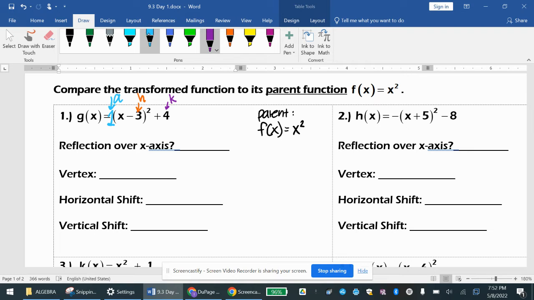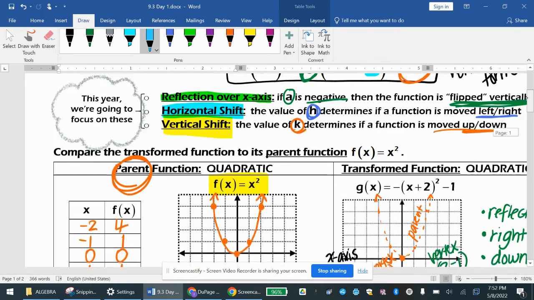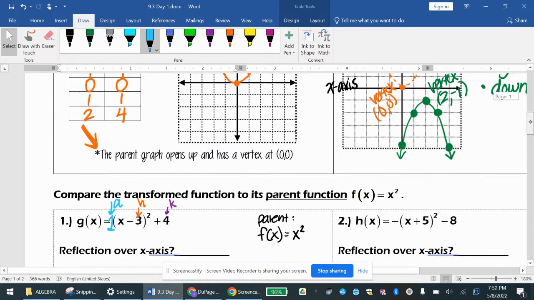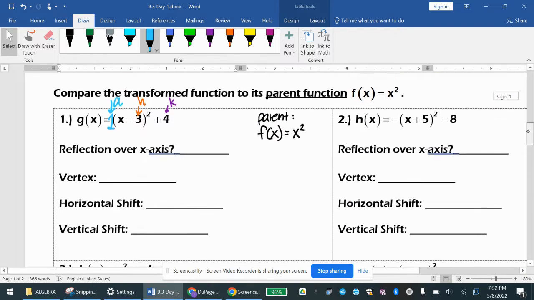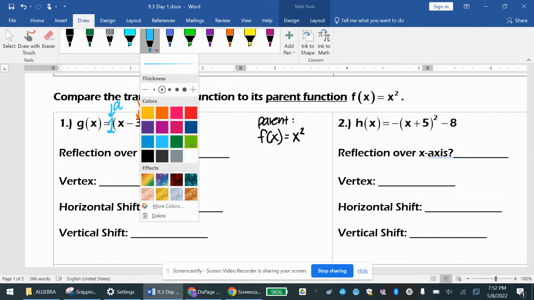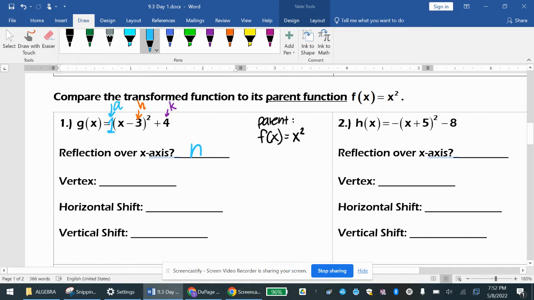Okay, so first things first, they're asking me, is it reflected over the x-axis? Well, if you look at the top, in order to be reflected over the x-axis, a has to be negative. Okay, so para ser reflejada sobre la línea de x, la a tiene que ser negativa. So here, you're going to say that it's not reflected over the x-axis. So this parabola is going to open up.